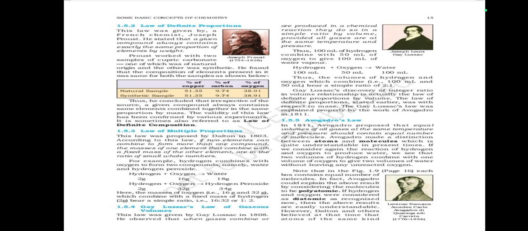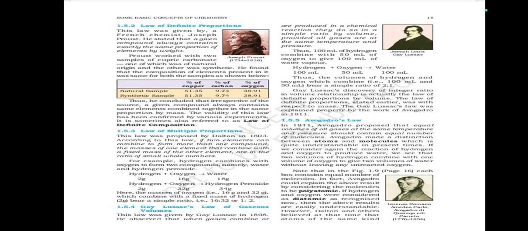Gay-Lussac's discovery of the integer ratio of volume relationship is actually the law of definite proportions by volume. The law of definite proportions stated earlier was with respect to mass. Gay-Lussac's law was explained properly by the work of Avogadro in 1811. Avogadro's law, 1811: Avogadro proposed that equal volumes of all gases at the same temperature and pressure should contain an equal number of molecules.